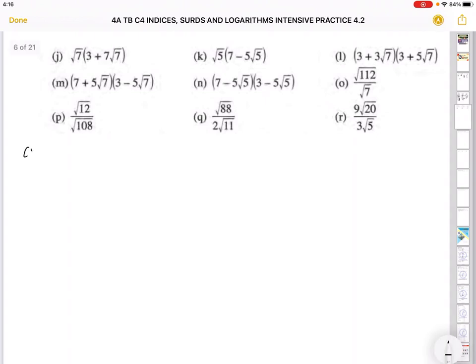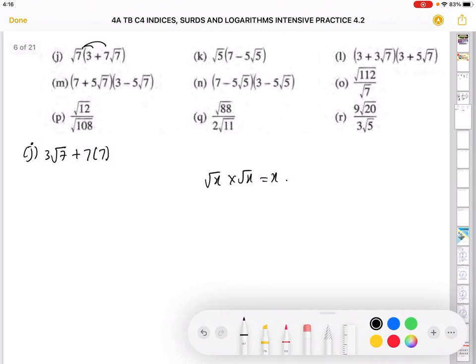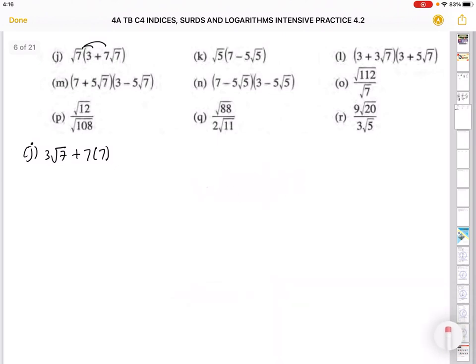Part J, okay, now this involves expansion or expanding the bracket. So root 7 times 3 is 3 root 7. Now root 7 times root 7 is just going to give us 7. So there's another 7 here. Just so you know, root x times root x is just x, right? So there's a root 7, you multiply root 7, you just get 7. But there's another 7 in front. So you just put it together. You can write this as 3 root 7 plus 49.